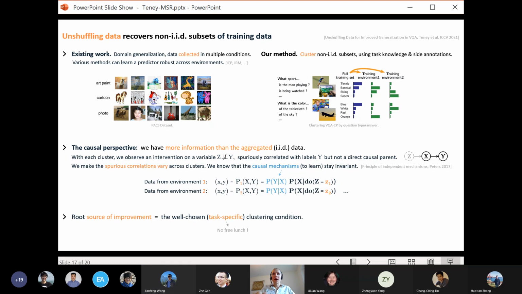And again, this extra information doesn't come for free. And here, the root source of the improvement is really in the choice of the clustering condition that we use to recover the subsets. So it means that you have to bring some task-specific knowledge at some point again. So there's no free lunch.